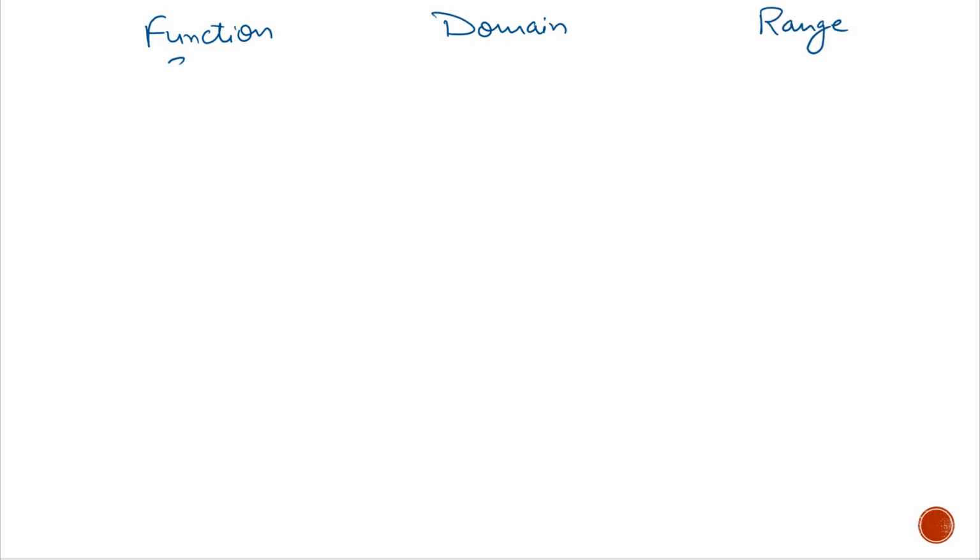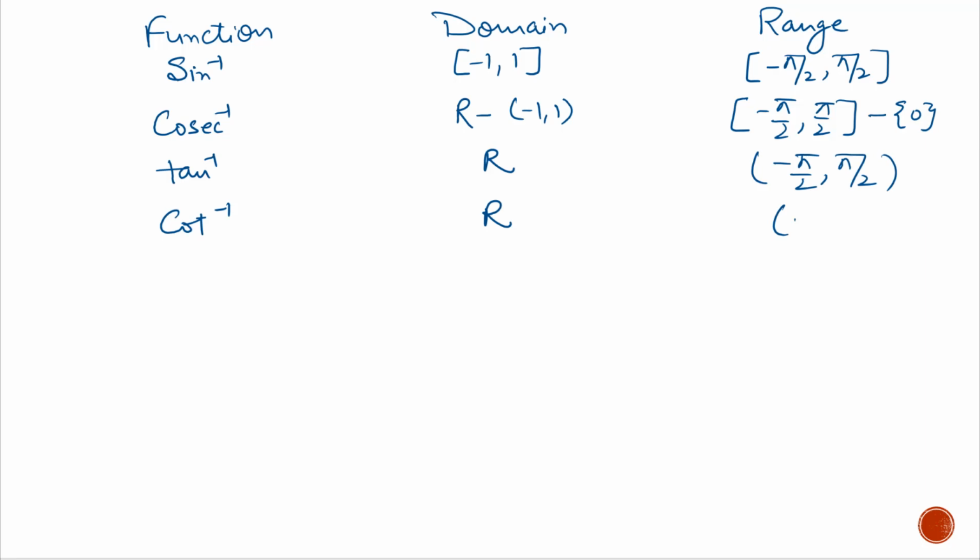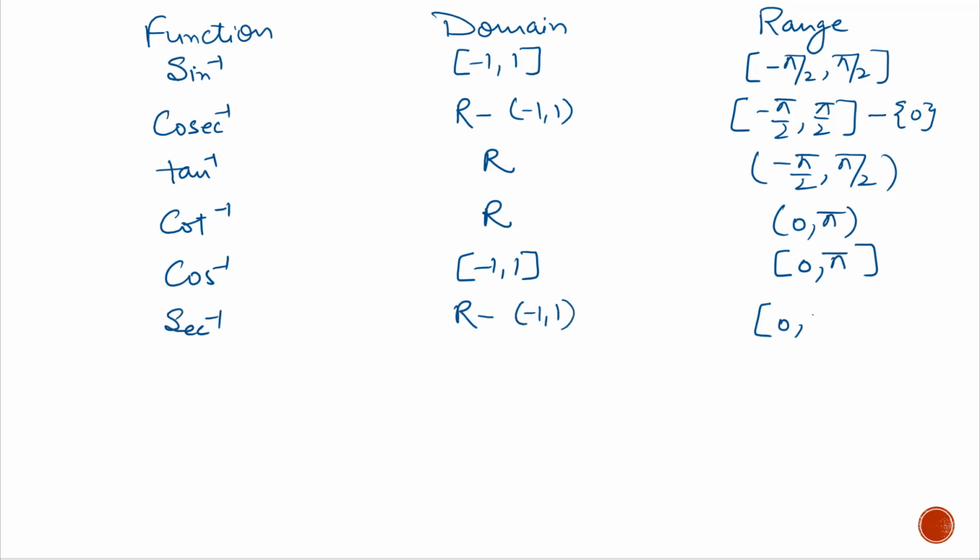We'll start with the range of sine inverse and tan inverse. The range of sine inverse is minus pi by 2 to pi by 2 in closed interval. The range of tan inverse is minus pi by 2 to pi by 2 in open interval. And also remember the range of cos inverse and cot inverse. The range of cot inverse is 0 to pi in open interval and the range of cos inverse is 0 to pi in closed interval.